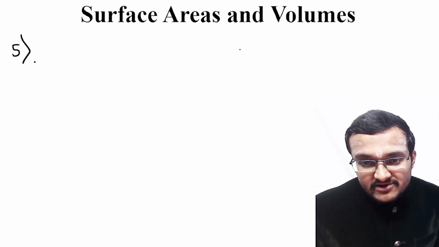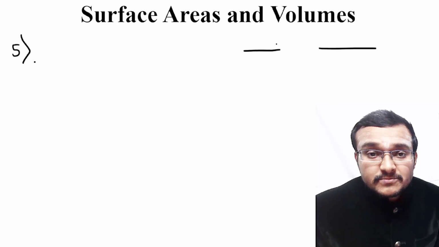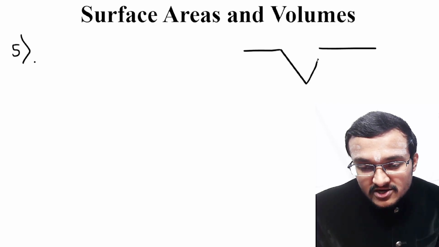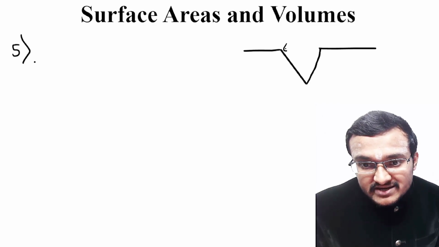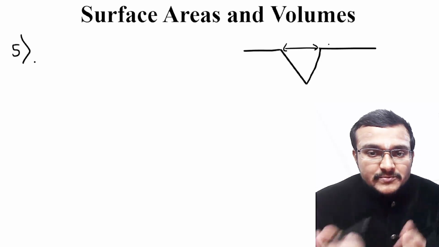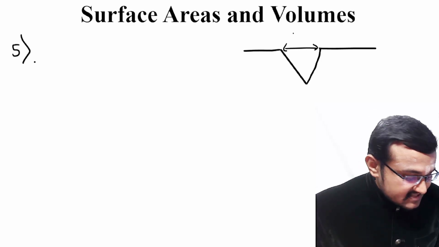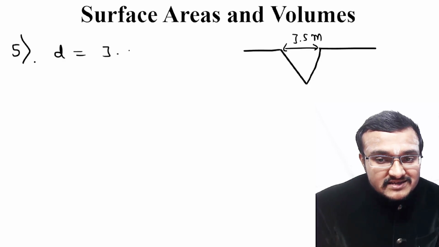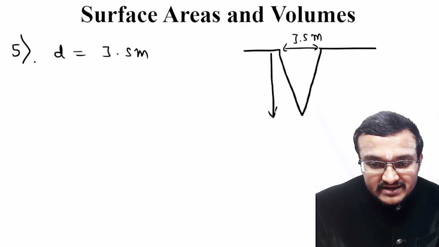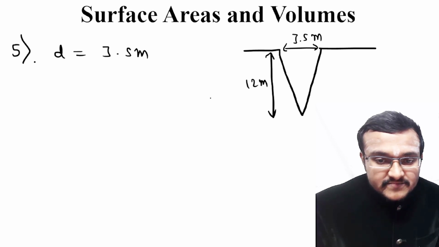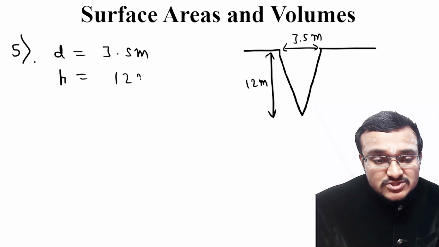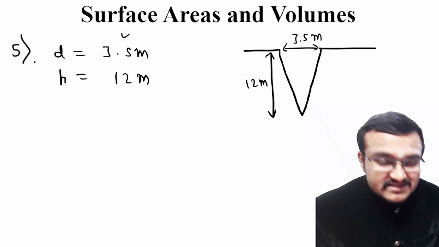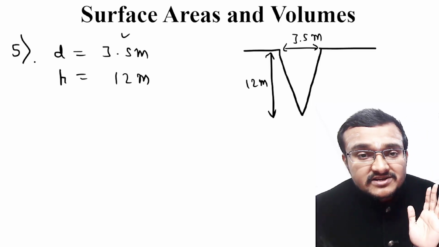So in this fifth question, you have a conical pit like this. So let's say this is a particular ground, and in that ground there is a pit which is in the shape of a cone. So the top part of this pit is in circular shape because this is a conical pit. So the diameter of this is equal to 3.5 meter. So that means here we got the diameter as 3.5 meter. So the depth of this pit is equal to 12 meter. So that means height also we have, that is 12 meter. Diameter is 3.5 meter. So now you have to find out the capacity in kiloliters of this particular pit.